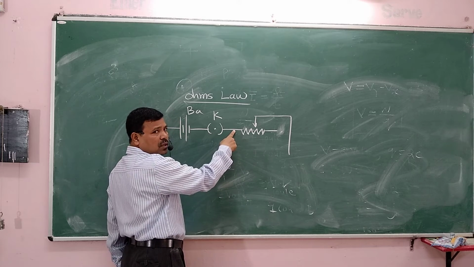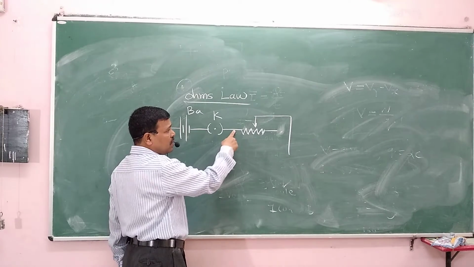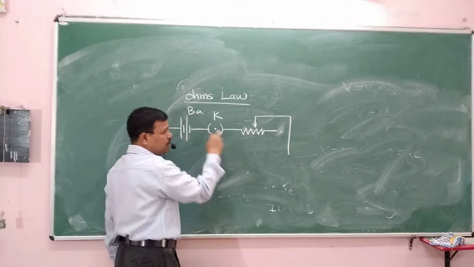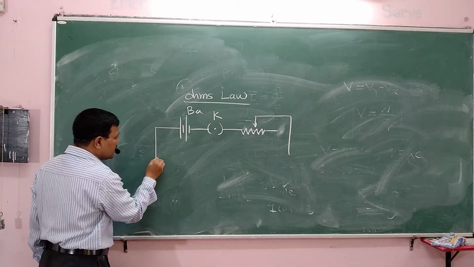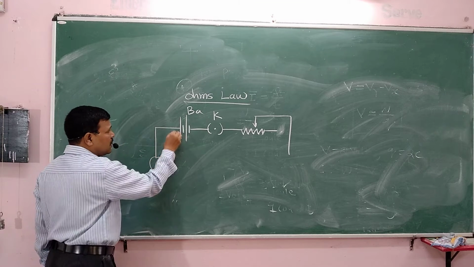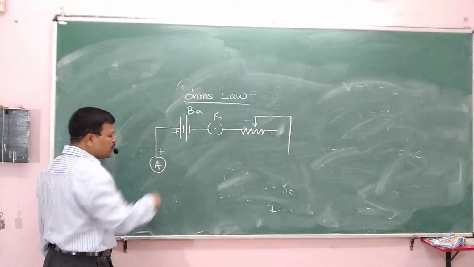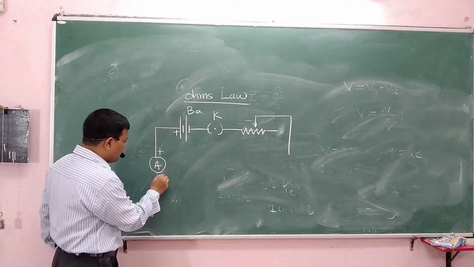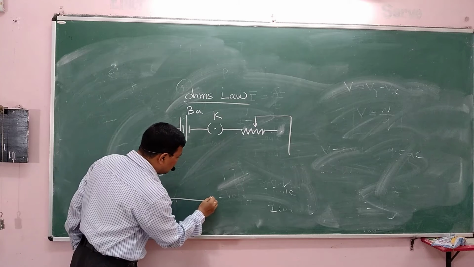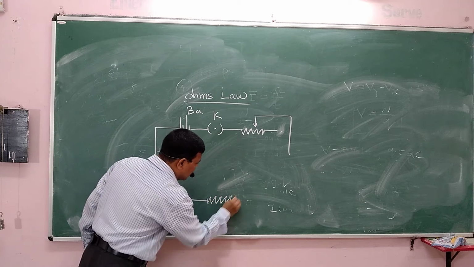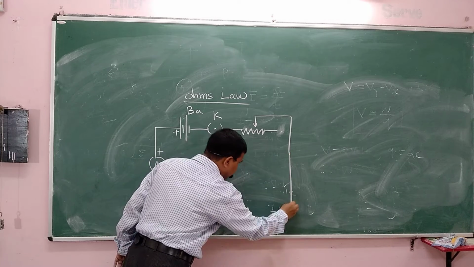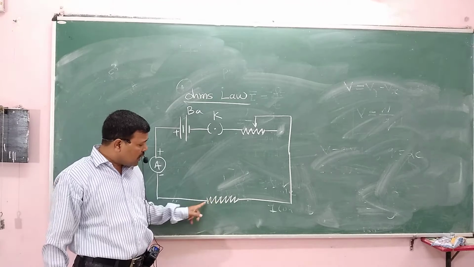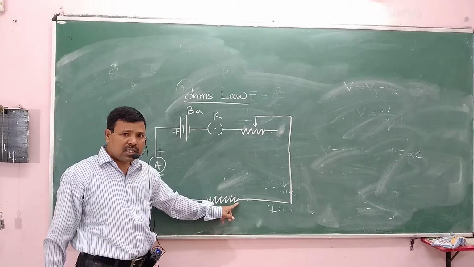The rheostat has two ends. One end is left free, the other end of the rheostat is connected to key. Then this is connected to the ammeter. The positive terminal is connected to positive terminal of the ammeter. Ammeter measures current. Then it is connected to a resistor or a conductor. This is the conductor. We want to measure how much current is flowing through this conductor, through this resistor.